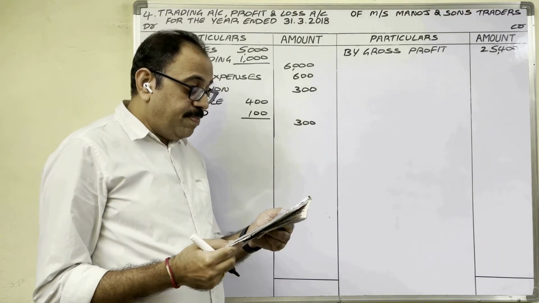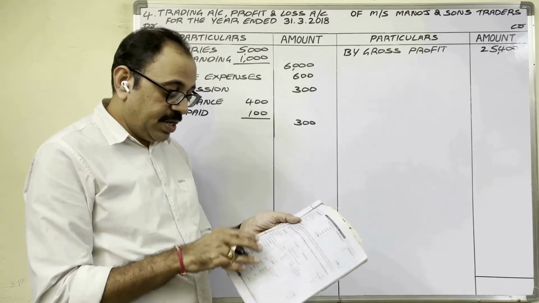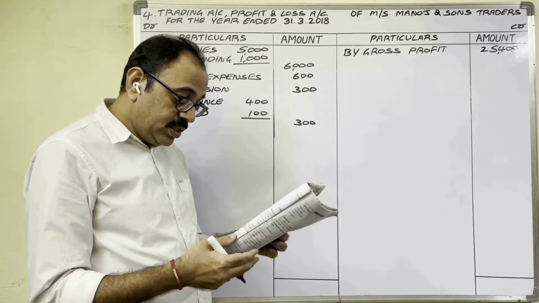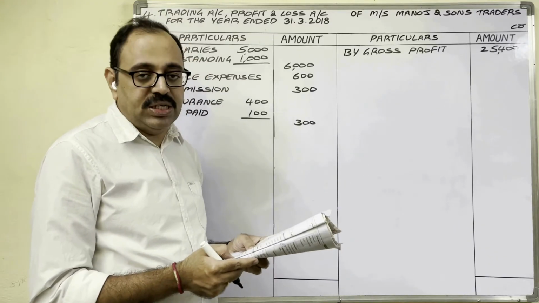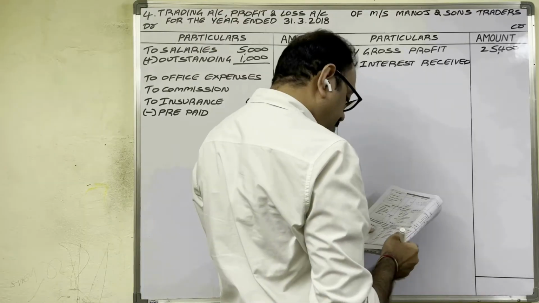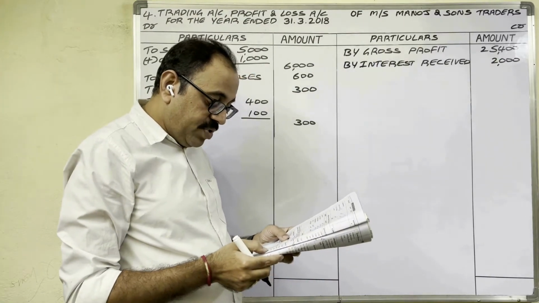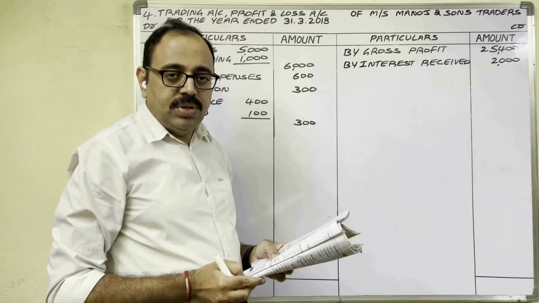Next, bank balance, bills receivable, cash, furniture. Debit column completed. Come to credit column. Sales, creditors, capital, interest received. This is indirect income, credit side. Amount 2,000 rupees. Bills payable, bank overdraft, outstanding rent. So new point.